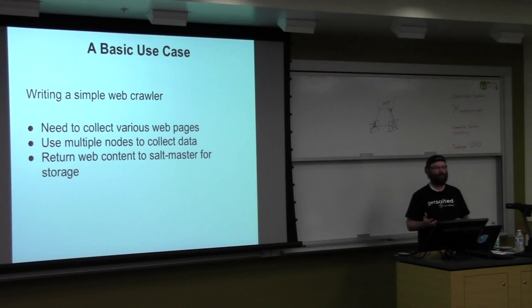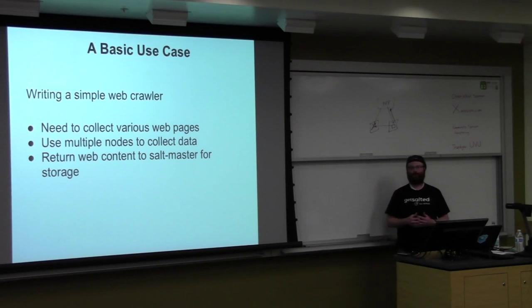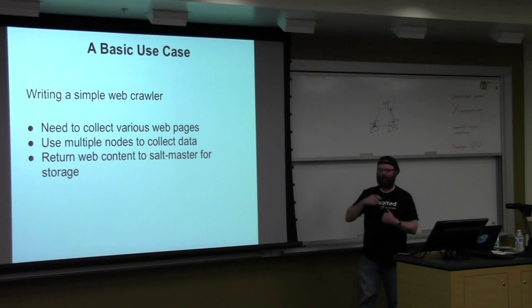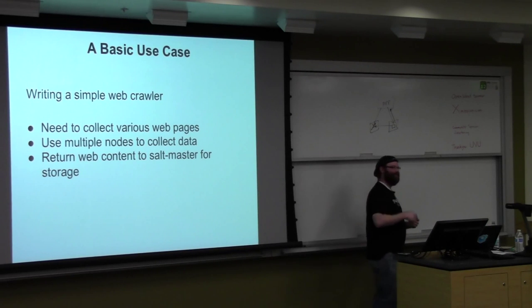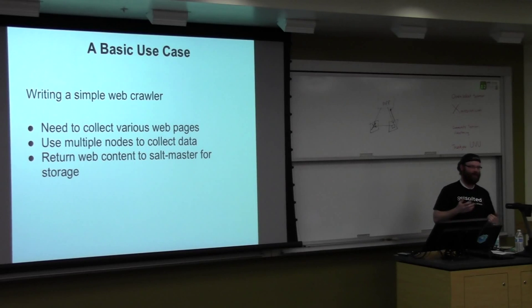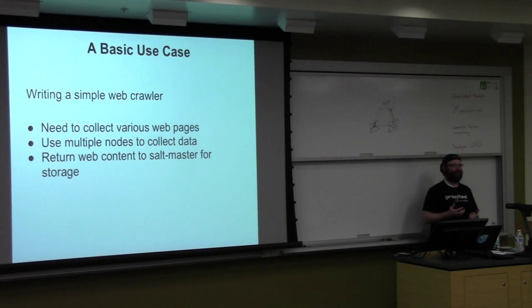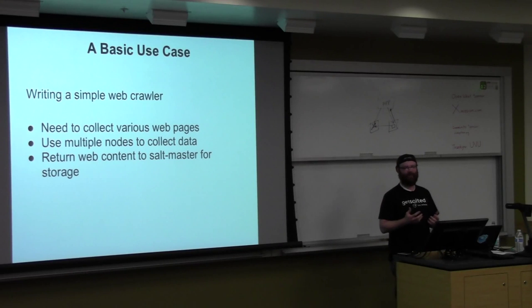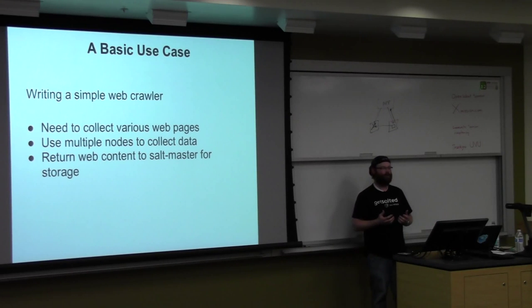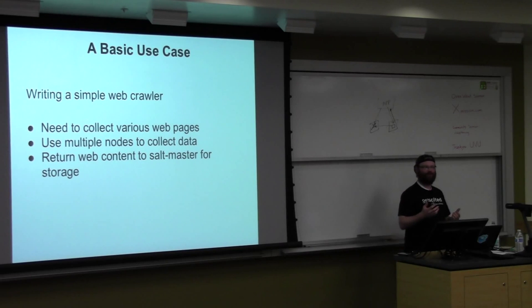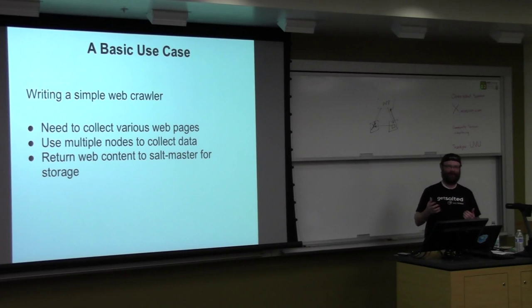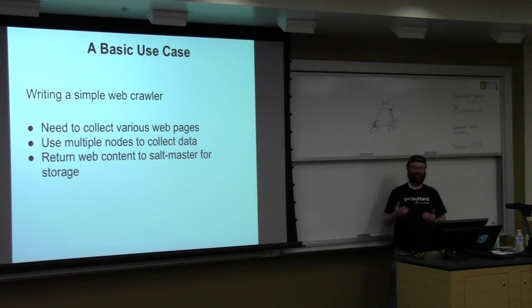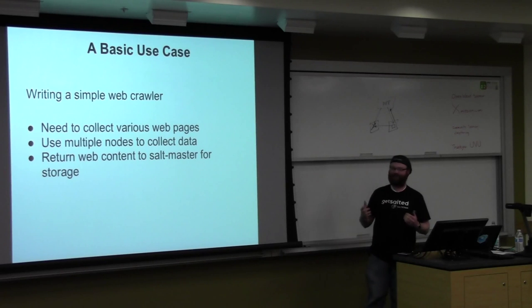Why would we use multiple nodes? Why not just have one node, one after another? Yes? Distributed, so you can do it in parallel. Do it in parallel. Why else would we want to do it in parallel? You guys familiar with the Slashdot effect? The idea with the Slashdot effect is your page gets posted on Slashdot and you get so many visitors that your server goes down.